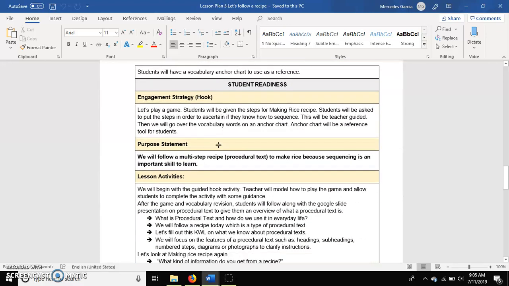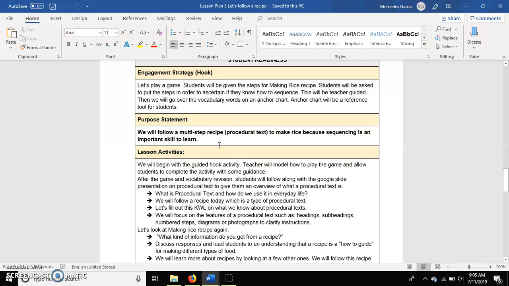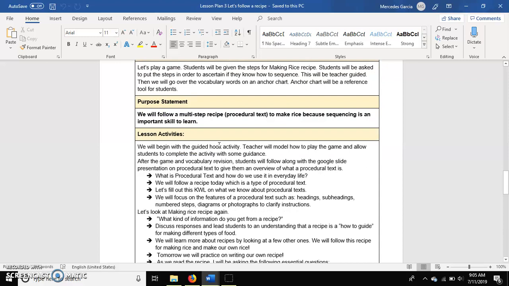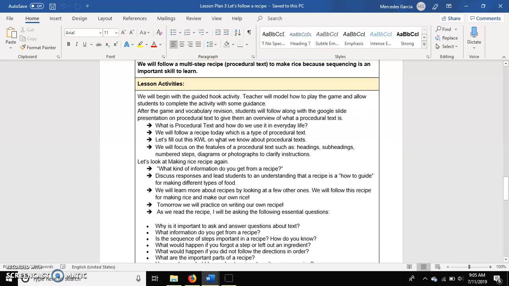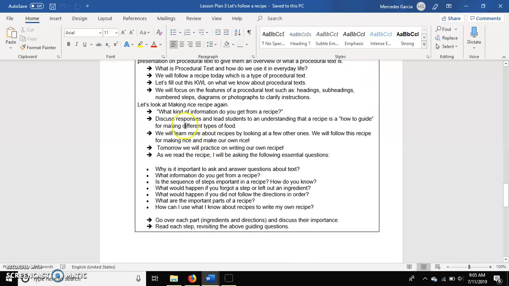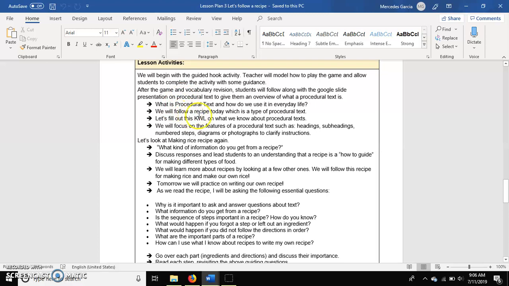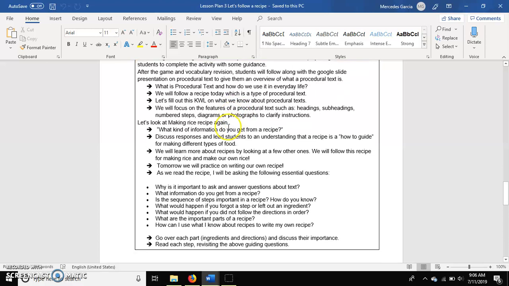We'll play a game. They'll be given the recipe. They'll be asked to put the steps in order to ascertain if they know how to sequence. I will guide this, then we'll go over the vocabulary words on an anchor chart. An anchor chart will be a reference tool for students. After we do the game, we'll look at the recipe again. We will follow the recipe and fill out a KWL on what we know about procedural texts.